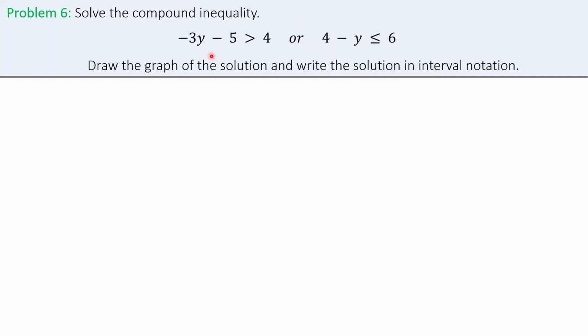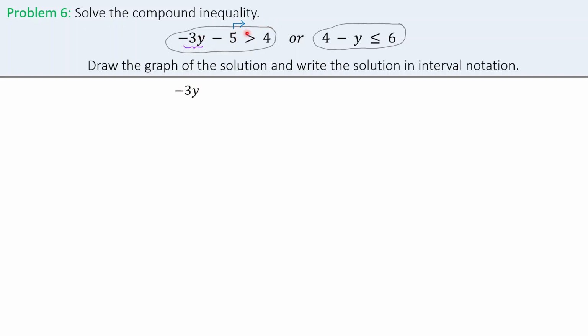Solving this compound inequality is solving these two inequalities. Solving is isolating the variable. So you need to isolate the variable y in this inequality and isolate the variable y in this inequality. First, let us solve this inequality. The variable y is in this term, so you need to isolate this term by moving this term to the right.